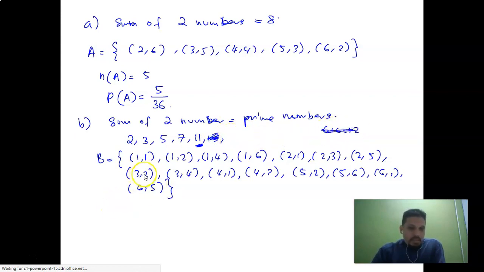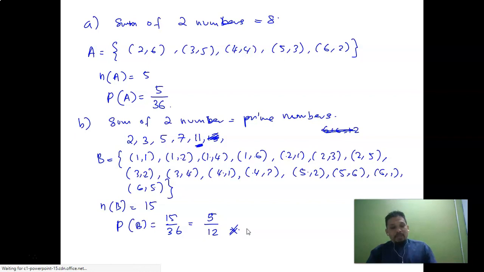So now, how many are all of them? 1, 2, 3, 4, 5, 6, 7, 8, 9, 10, 11, 12, 13, 14, and 15. So the number of events of B equal to 15. So then the probability of B equal to 15 divided by 36, or we simplify it, then we get 5 divided by 12. Okay.